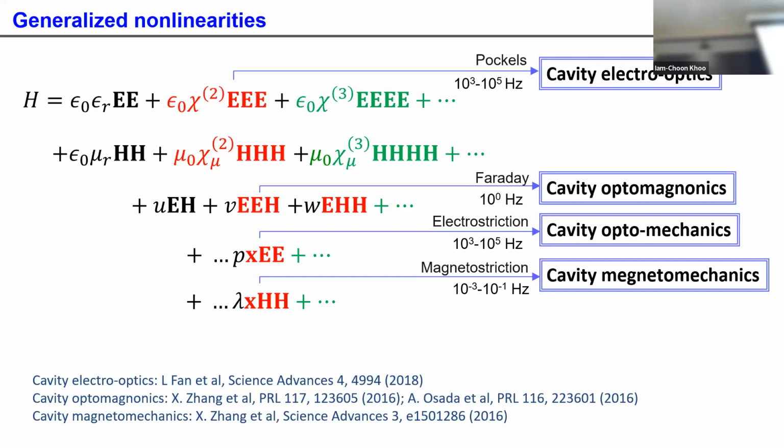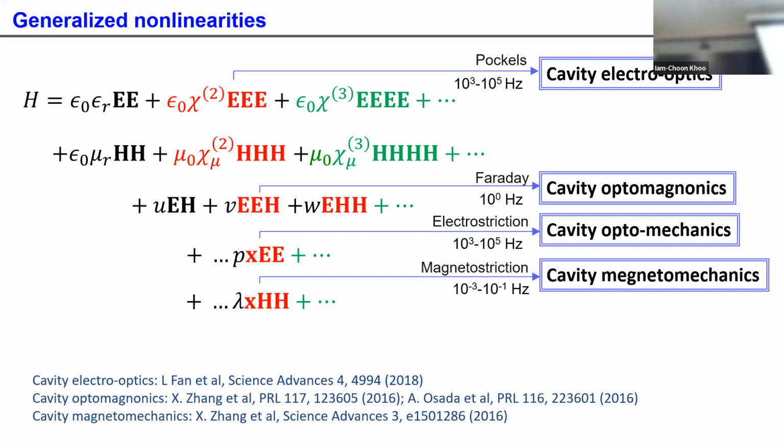But you see that the G0 numbers are all different. Look at this: the Pockels nonlinearity, the Chi2 nonlinearity, has a much bigger G0. But the Faraday effect and the magnetostriction are very weak, and the electrostriction actually becomes strong. So the mechanical deflection, the mechanical strain, actually has a strong effect on the nonlinear optical material. That's a very interesting insight.